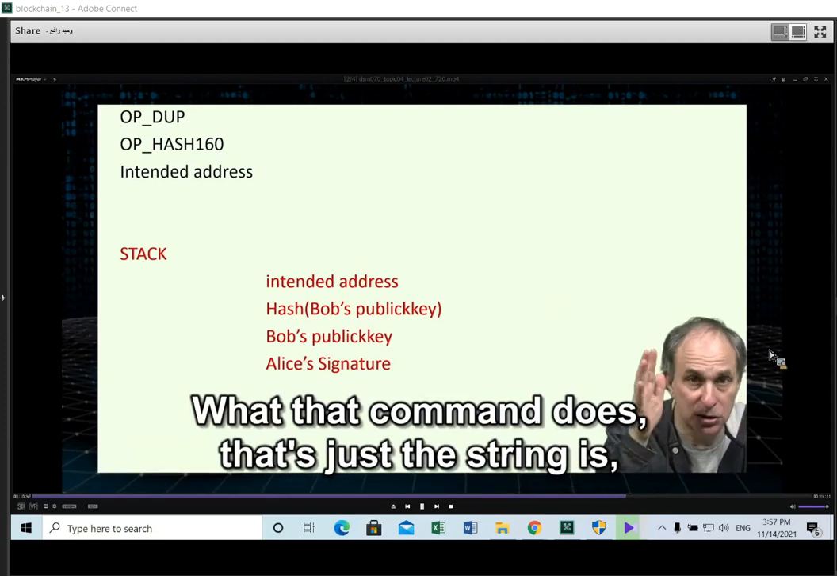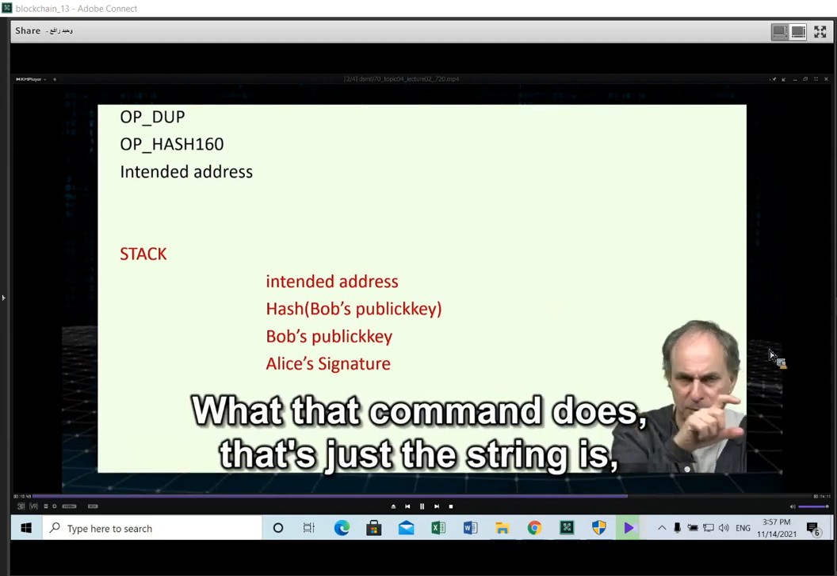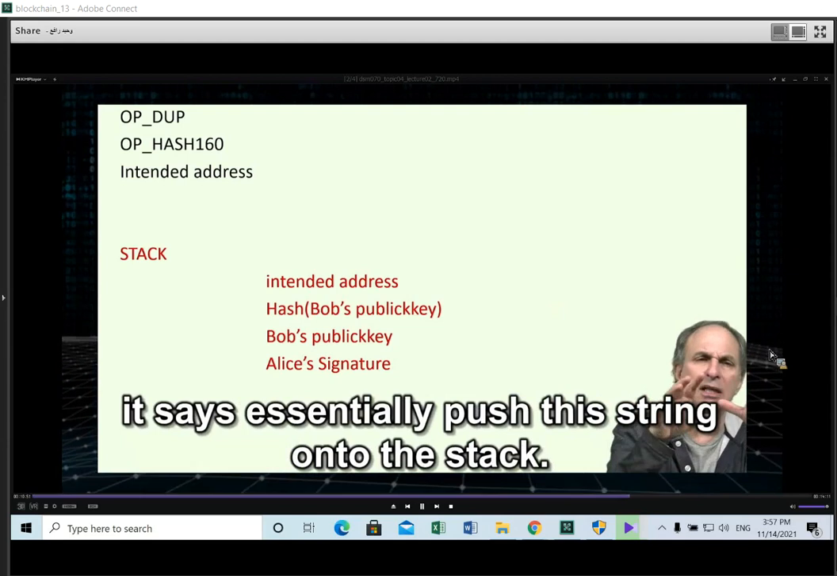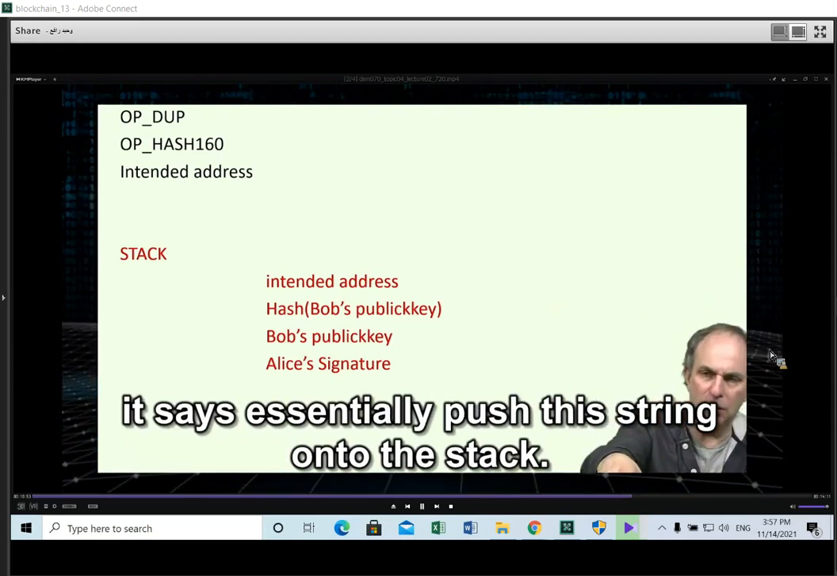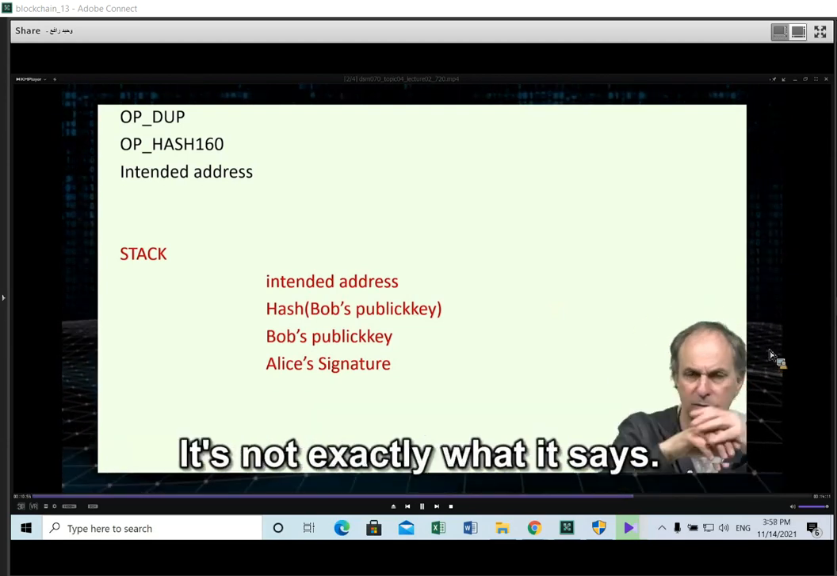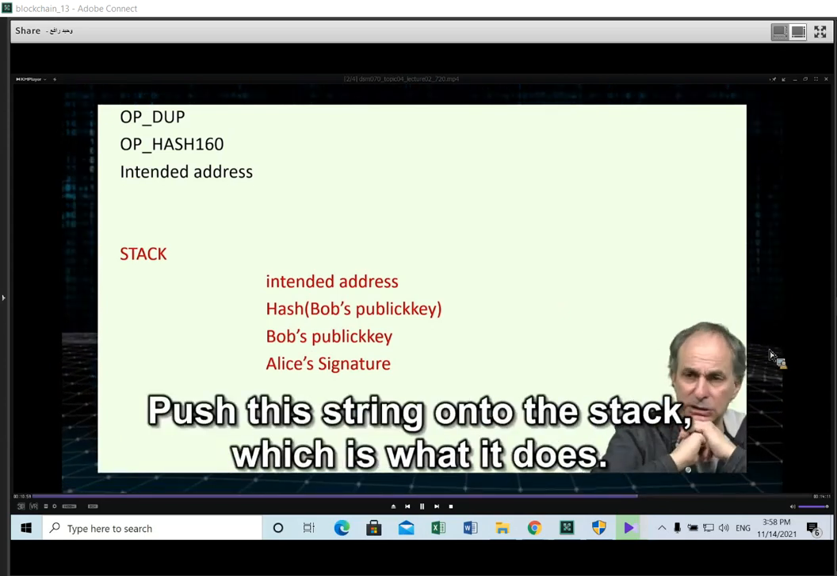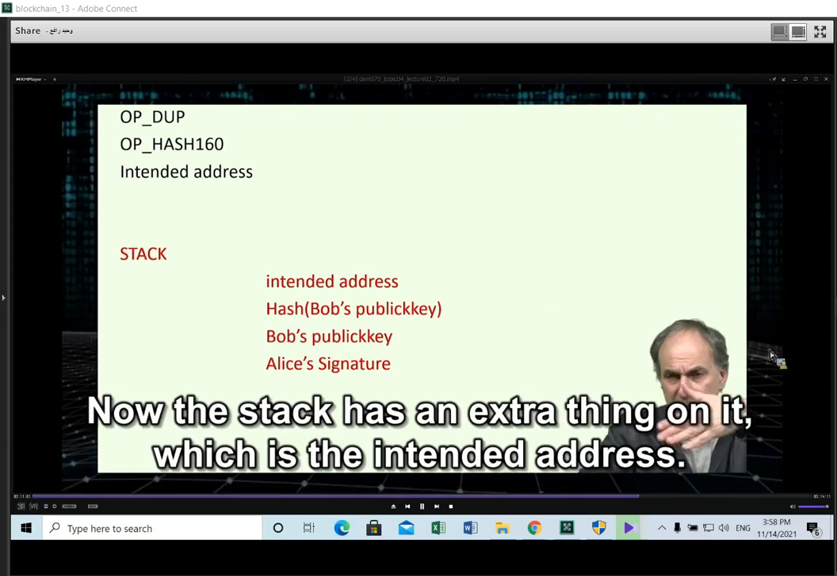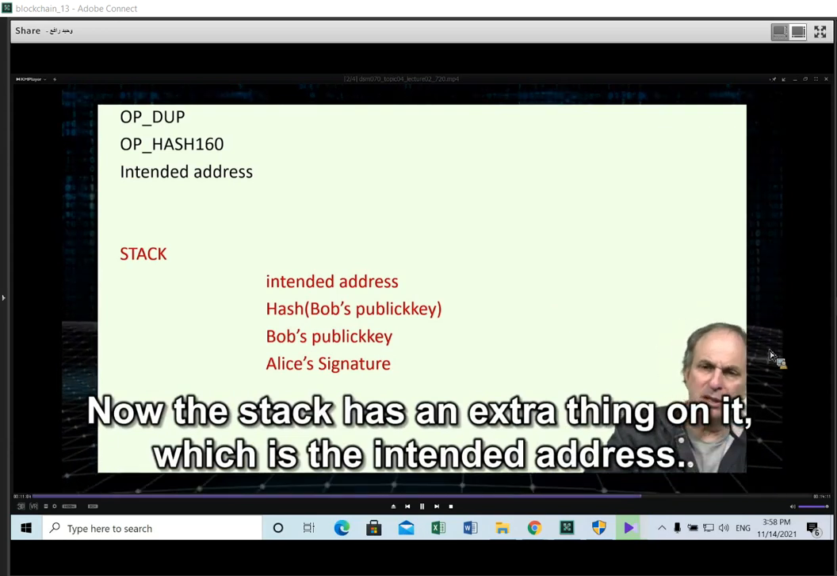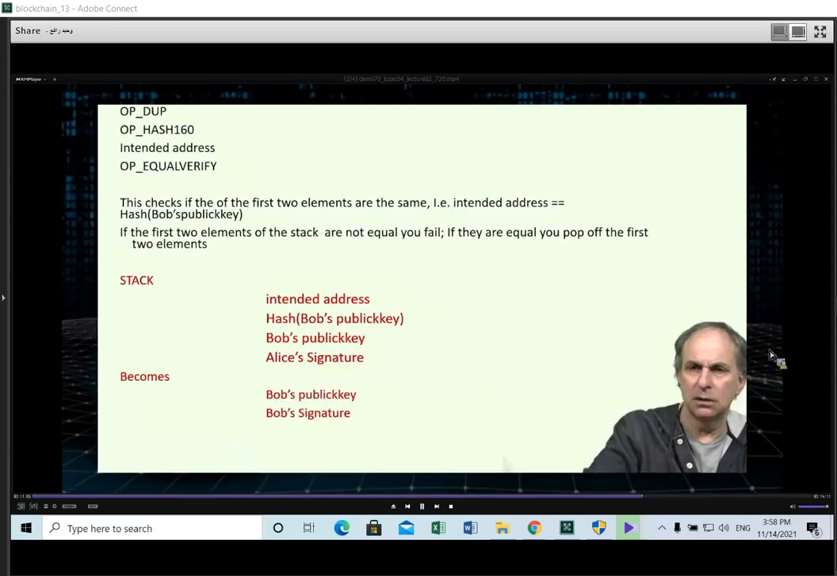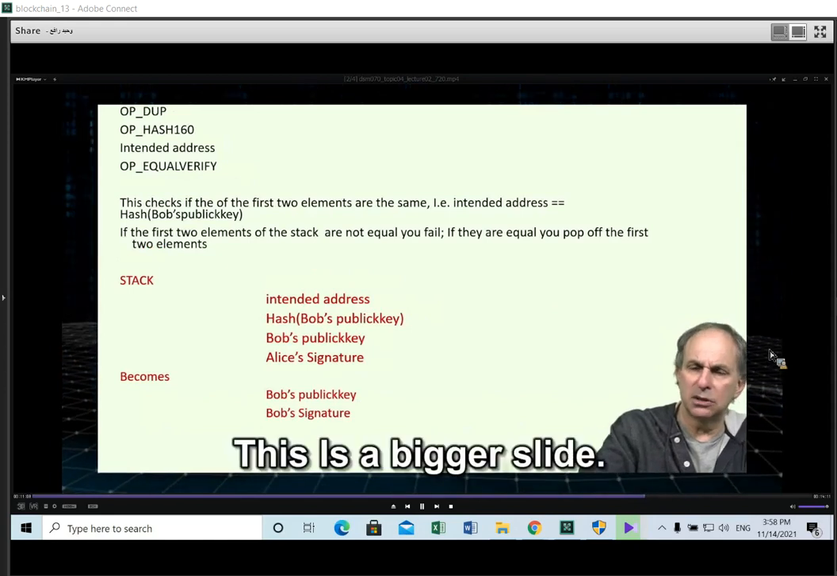If the first two elements are the same, it pops them off. If the first elements are not the same, then you fail, and that's the end of this, right? So what are the two elements here? They're the intended address and the hash above the public key. So the question is, are they the same? If they are the same, we just get rid of them and keep going.